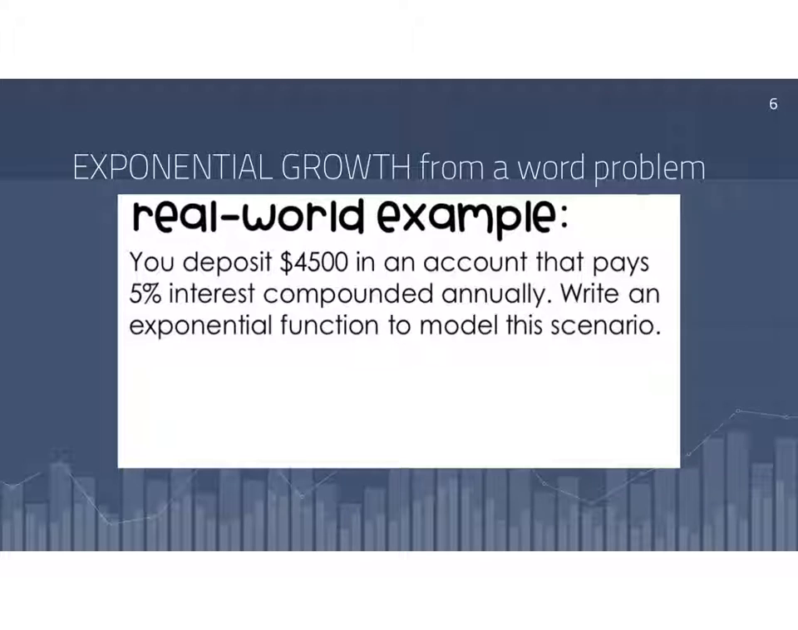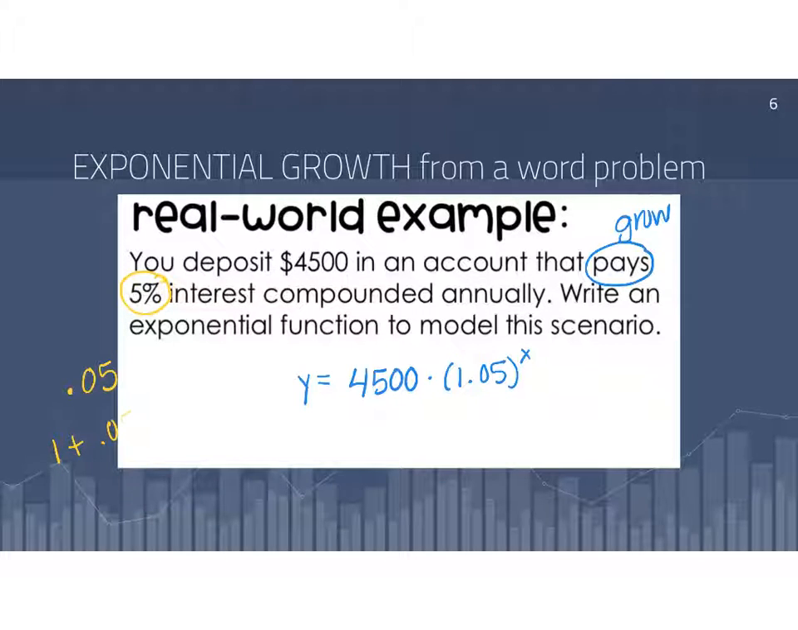Now in a real world example, I've got $4,500, so that's my initial value, in an account that pays 5% interest. So this is going to grow. So this is going to be times 1.05 to the x power. And the reason for that is that 5% as a decimal is 0.05. And I know that because it's growing, it has to be greater than 1. So it's going to be 1 plus 0.05. So my growth factor is 1.05.